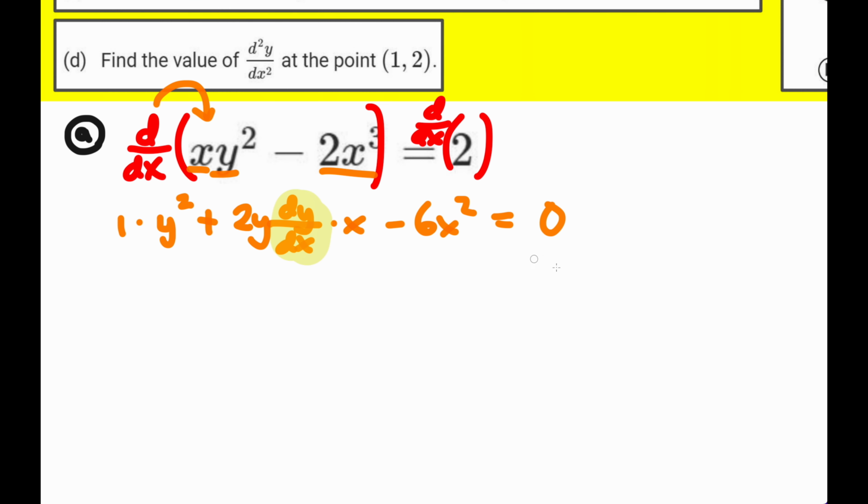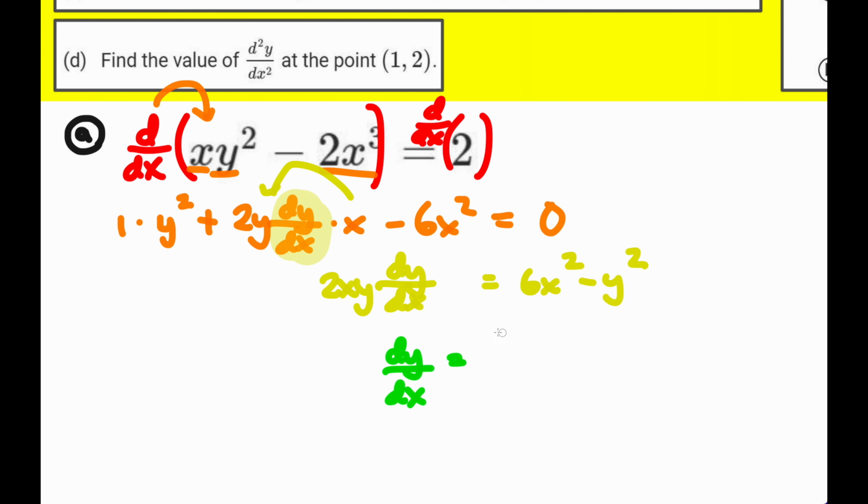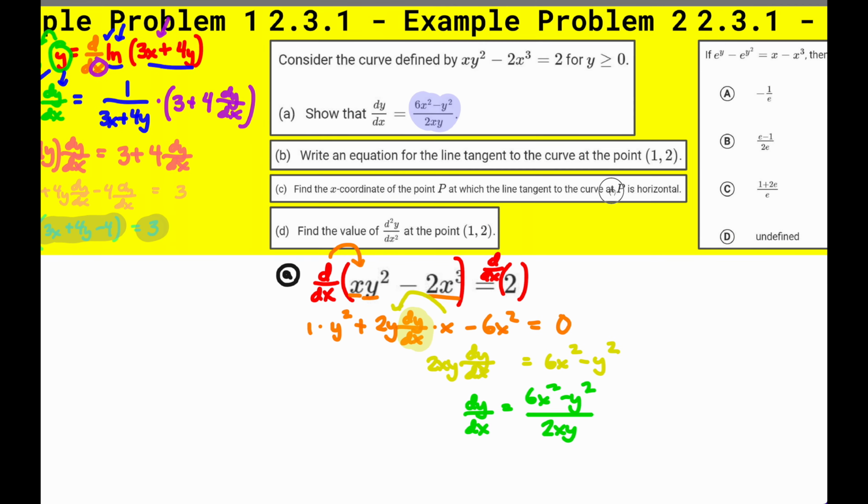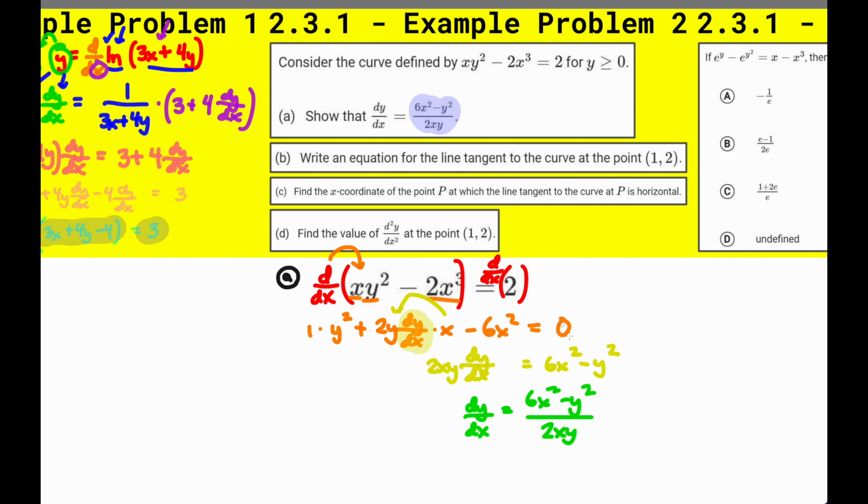I'm going to put everything else on the other side. So I'm going to add 6x squared on both sides. I'm going to minus y squared on both sides. And you're going to get 2xy dy over dx, I just put this x in front over here, is equal to 6x squared minus y squared. Divide both sides by 2xy, and you get 6x squared minus y squared, divided by 2xy, which is what you're supposed to show for this problem, that it's equal to that, which I just did. So we're good to go with that answer for A.